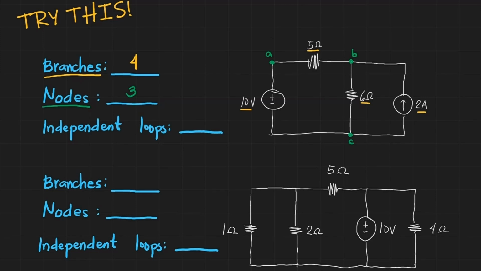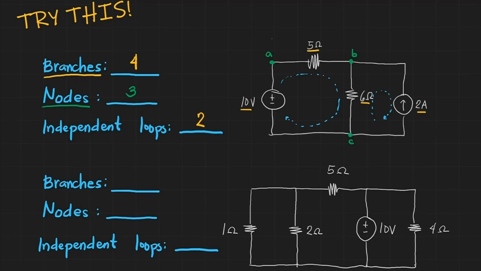For independent loops, it's always good to just look at the inner loops. That is basically the number of loops that you are interested in. In this case, we have two inner loops, so therefore, the answer is 2. For this particular network, we have 4 branches, 3 nodes, and 2 independent loops.